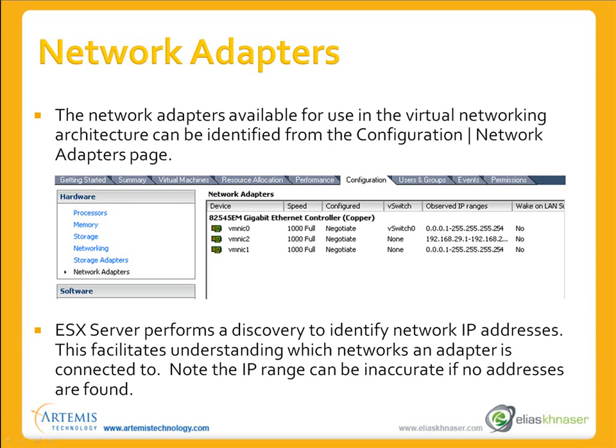ESX Server is going to perform a discovery of all the available physical NIC cards that are installed on this host. And as you can see in this figure, and we're going to log into the VI client in just a second and show you how this looks on a live server, under the configuration tab, if you click on network adapters, you're going to see a list of all the physical adapters that are available, and if they have an IP address assigned to them, that's going to be displayed too. If they're part of a trunk, you're going to see a subset of IP addresses that this NIC card can see or has access to.